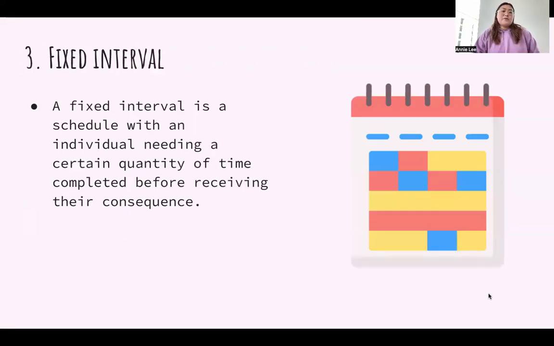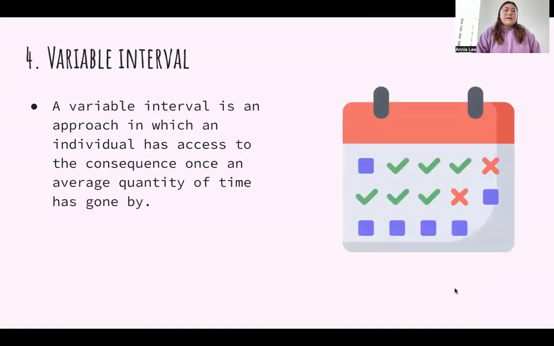A fixed interval is when students set up a schedule where they need to reach a certain amount of time before they get their consequence. And a variable interval is when students are not able to access their consequence until an average amount of time has gone by.